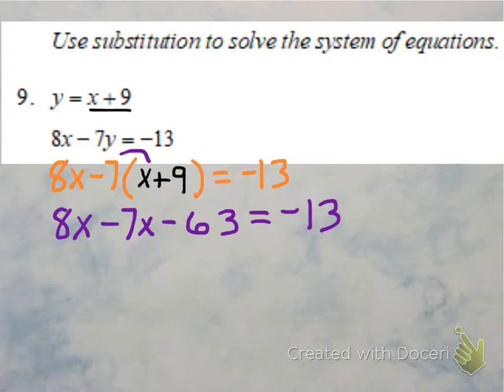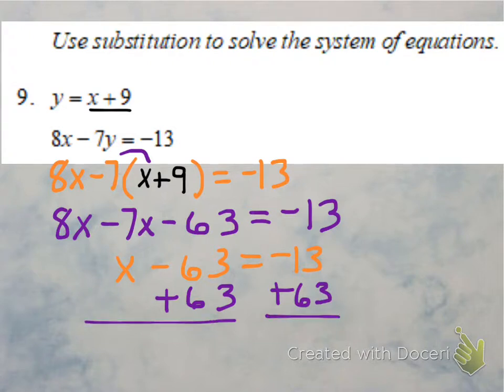We can combine those like terms. 8x minus 7x is x. And then we'll get our variables together on one side. We'll add 63 to both sides. So we get x equal to 50.